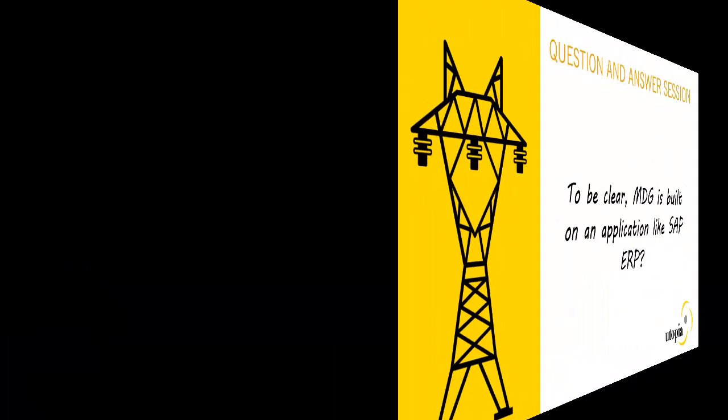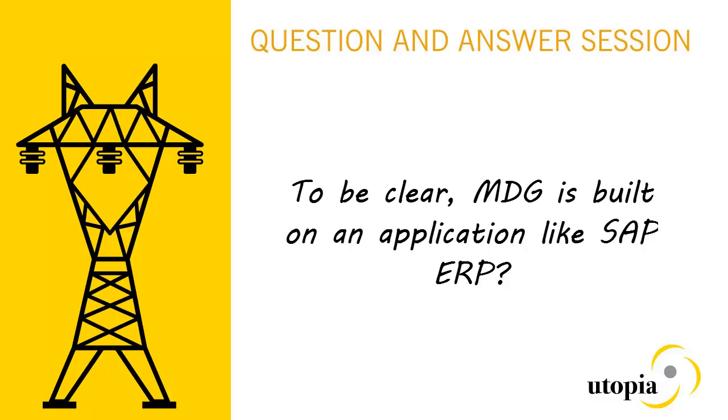The first one is just a clarity question. It says MDG is built on an application like SAP ERP. So MDG, from a technical perspective, is deployed by activating business functions on top of an ECC instance. And so if you have an ECC instance, it could be the same instance in a landscape that's used transactionally, or what a lot of customers do is they have a separate governance hub that they dedicate for their master data governance implementation. They would have a separate instance, and then on that instance they would activate and deploy MDG.